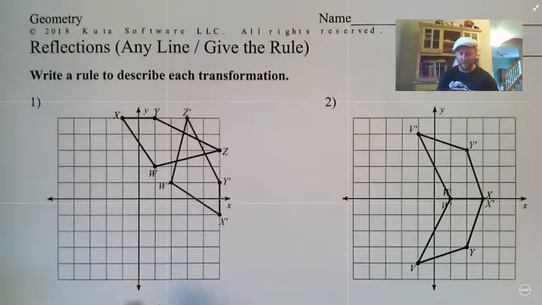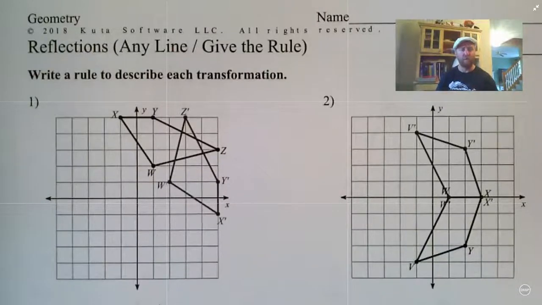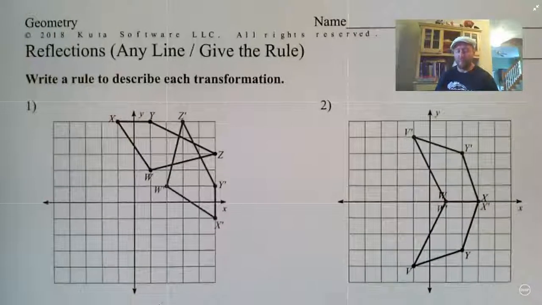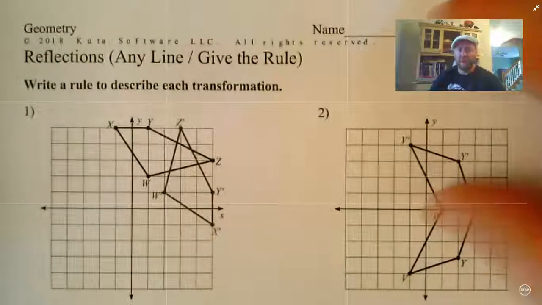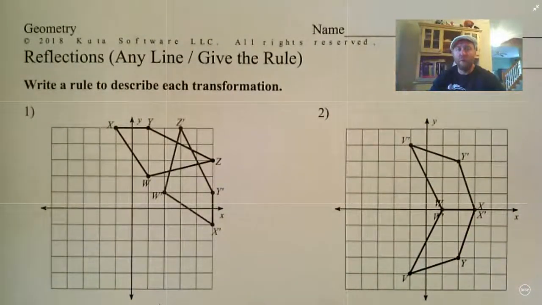In this video, we're going to be just giving the rule for a reflection. And in this particular worksheet, the reflections could be across an axis, they could be over any horizontal or vertical line, or they could be across the line y equals x or y equals negative x. Let's take a look here. Pretty much the same process, whatever you're doing. You just have to find the midpoint between a couple of points and their images.